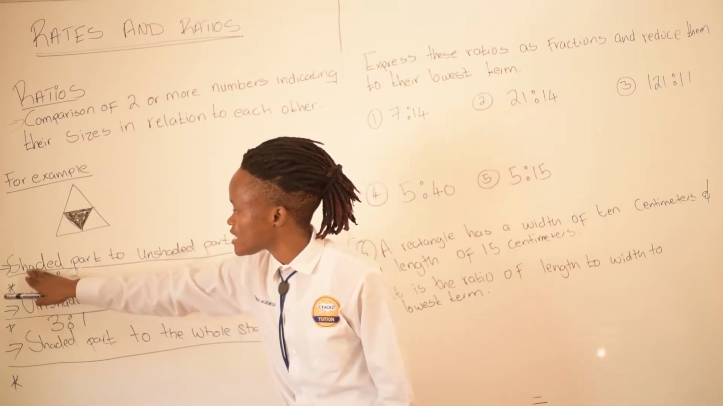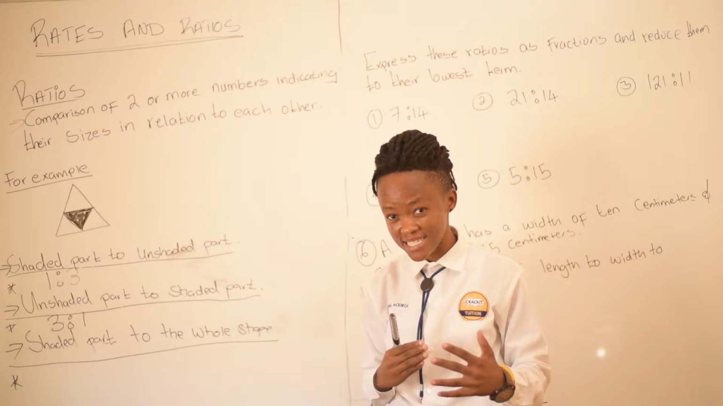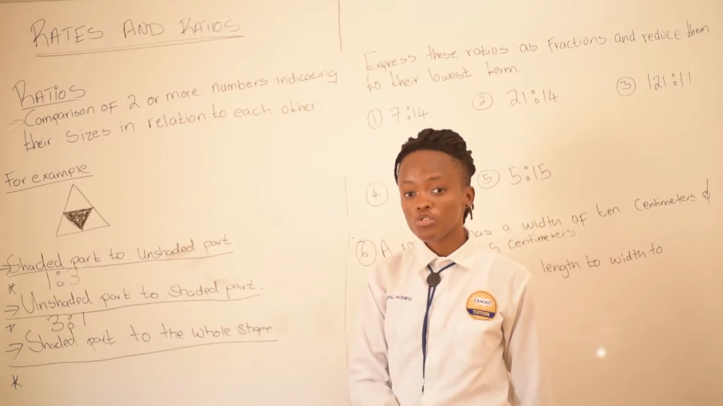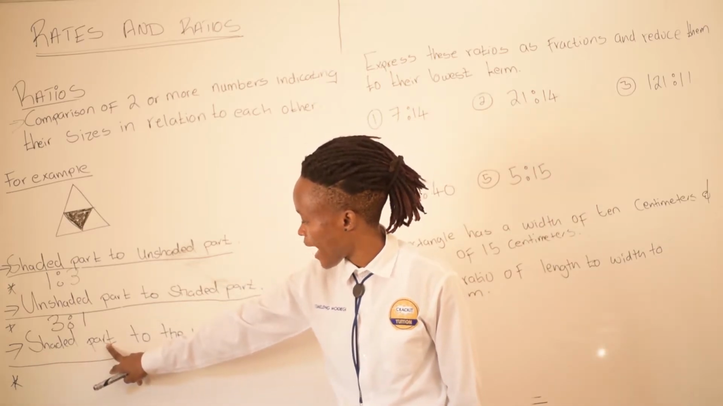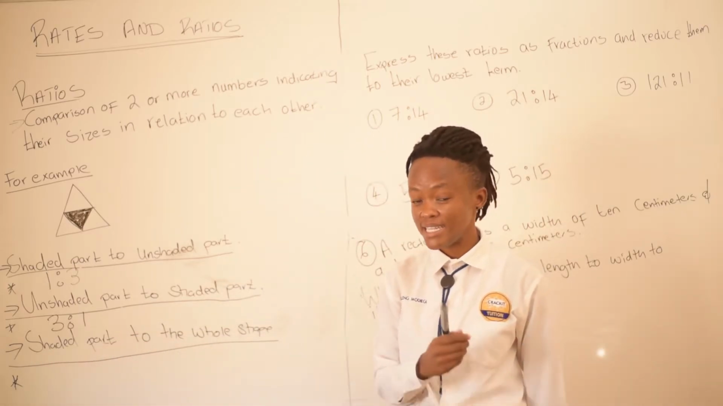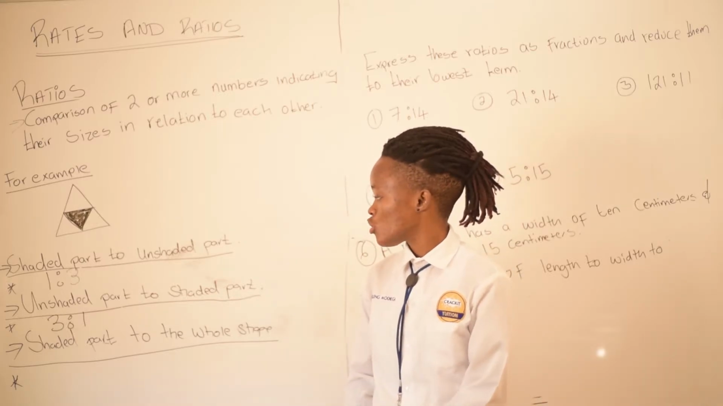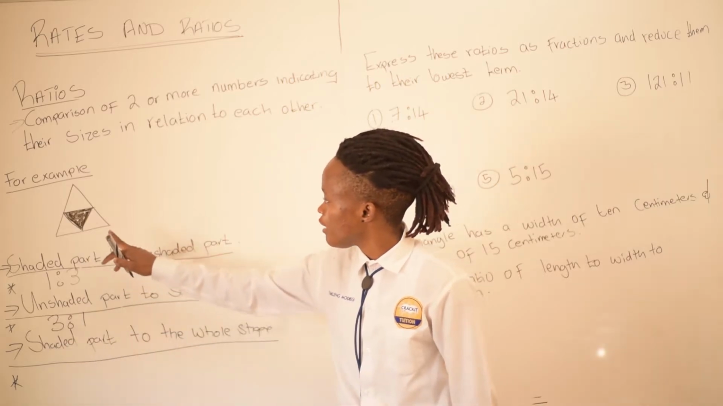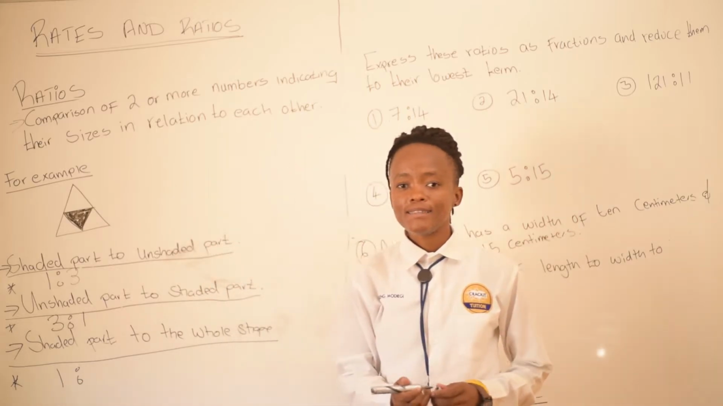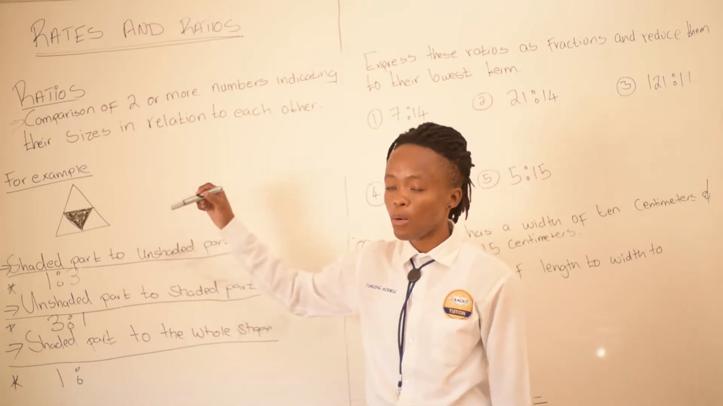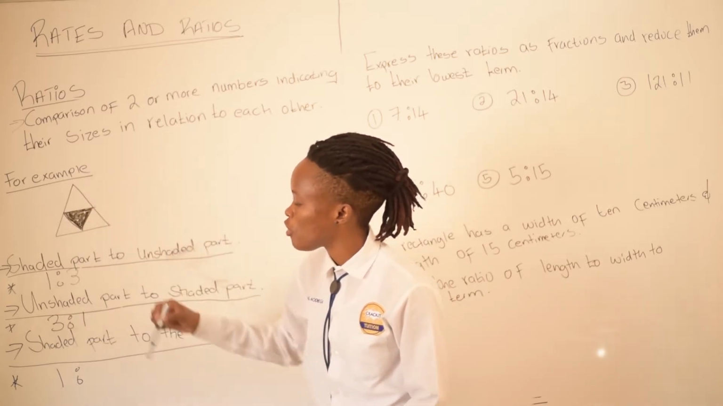So this is the relationship between the shaded part and the unshaded part, looking at the sizes. So let's move on to the next question. Another question may say, what is the ratio of the shaded part to the whole shape? So it has changed now. The shaded part to the whole shape. So let's look at the shaded parts. We have 1. So let's count the triangle parts all together. 1, 2, 3, 4.